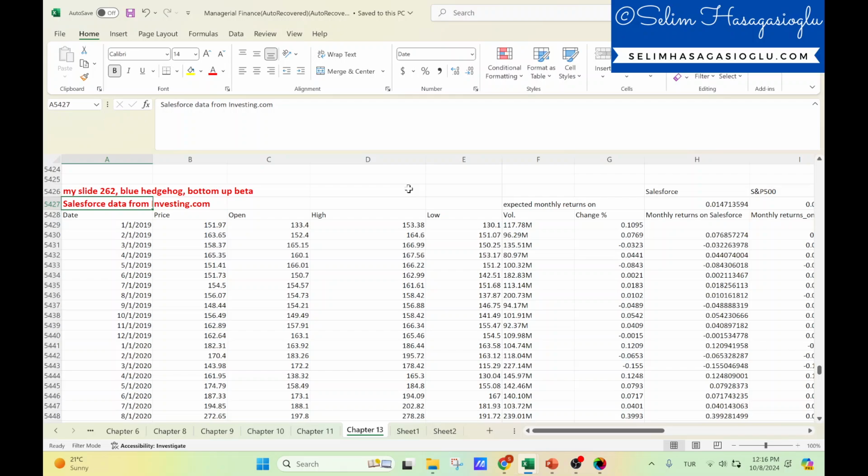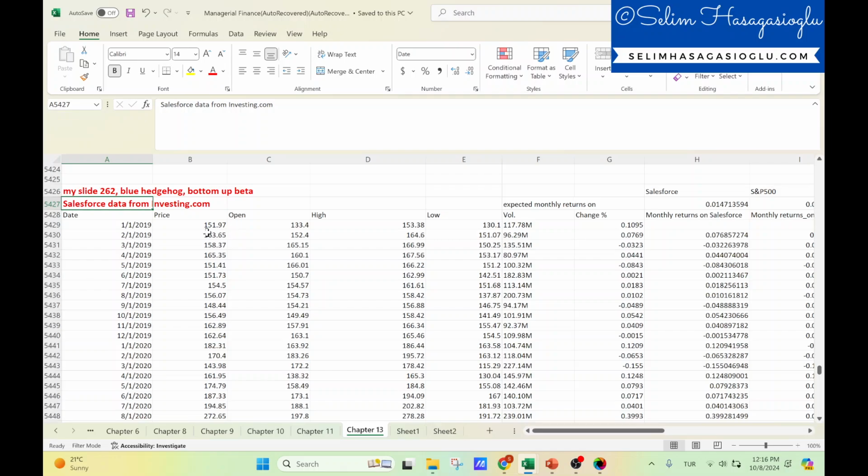Let's look at my Excel calculations for this example. Remember, Blue Hedgehog was a private company, and we were looking for this company's levered beta by using comparables, or bottom-up beta. Remember, we have three comparable firms, all of which were public companies, namely Salesforce, Adobe, and Workday.